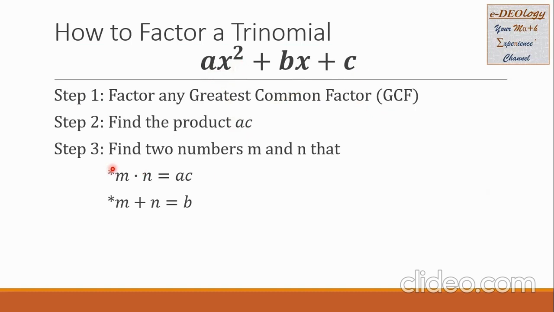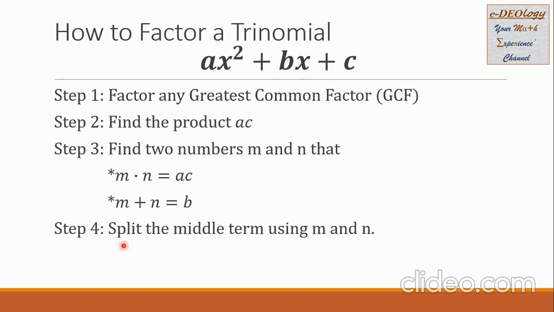Step 3, we're going to find two numbers m and n, such that if we multiply the m and n, this is equal to the AC, this AC coming from step 2. Also, if we add the m and n, it must be equal to the b, and this b is the coefficient of the x in the middle term of the trinomial.